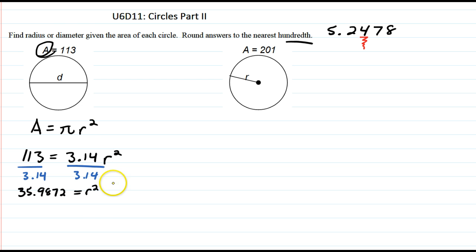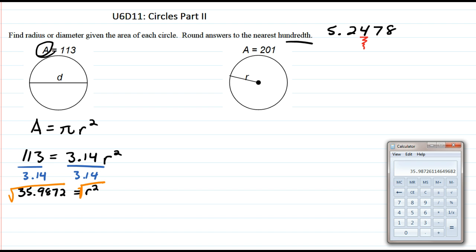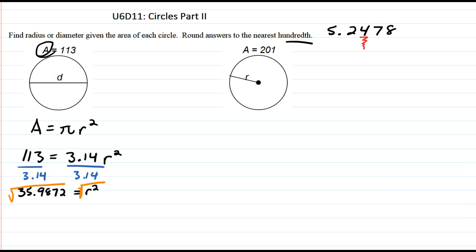Now you see this r squared, and that means r times r is going to equal this number. To get rid of that, the inverse of squaring something is to take the square root. On my calculator, with that answer still written there, I can just hit the square root button. And so I get 5.998, which is equal to r.